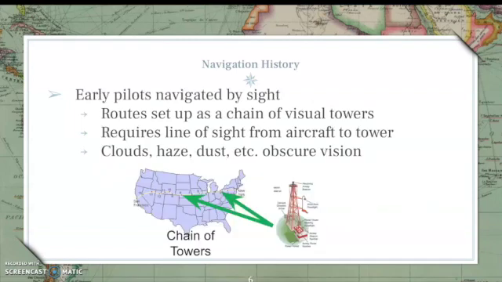Then when we started moving into air flight, early pilots often navigated by sight, and they would use a route that was set up by a chain of visual towers. This required a line of sight from the aircraft to the tower, so if there were any clouds or haze or dust that would obscure the vision, a pilot could very easily get off course. If you look at the images on this slide, you'll see there was a chain of towers set up from New York to San Francisco, and they looked a little bit like the smaller image on the right.